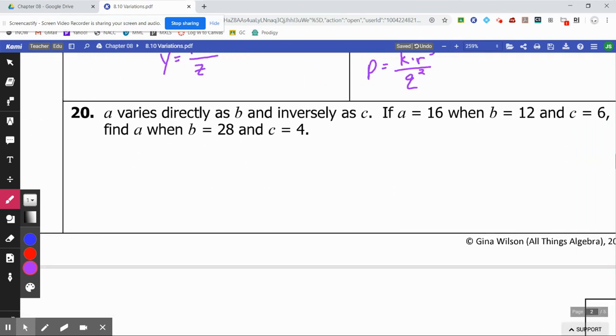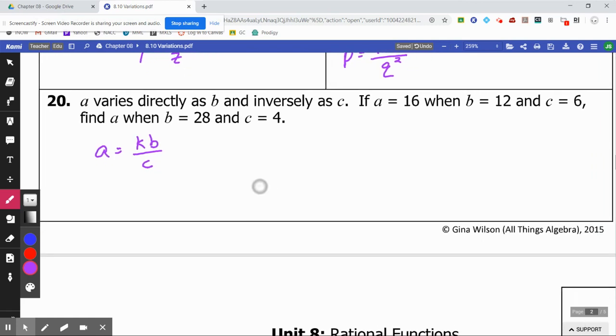So now, number 20, A varies directly as B. So you have a direct variation. You're going to multiply by B, and then inversely as C, and you don't have to put two constants of variation. It works itself out. You don't have to do divided by KC. It's going to work itself out. So there's our formula. Then it gives us a scenario. A is 16, B is 12, C is 6. So let's plug all that in.